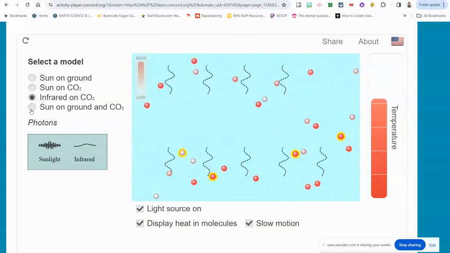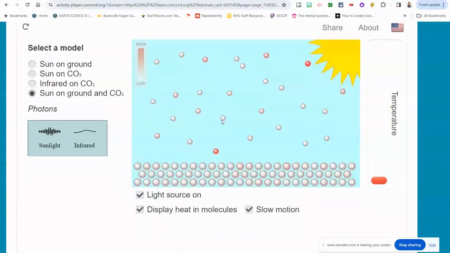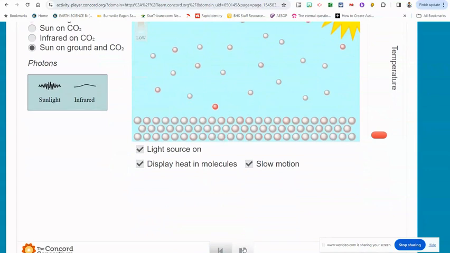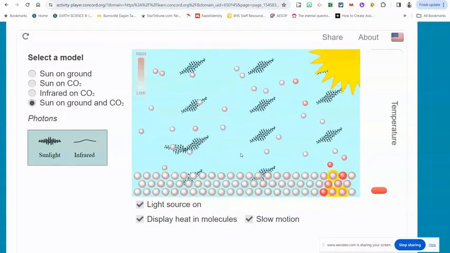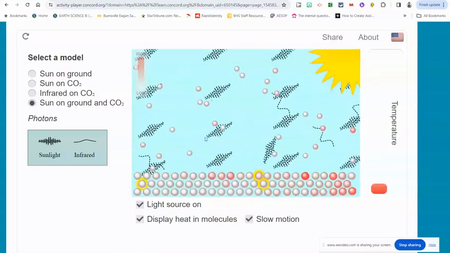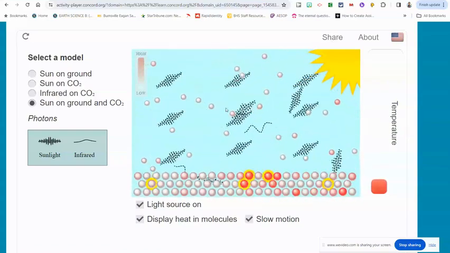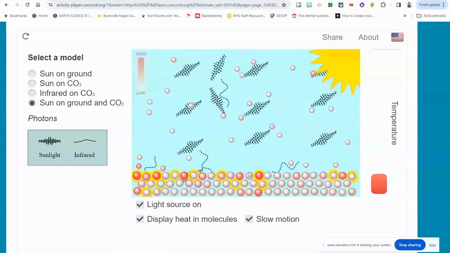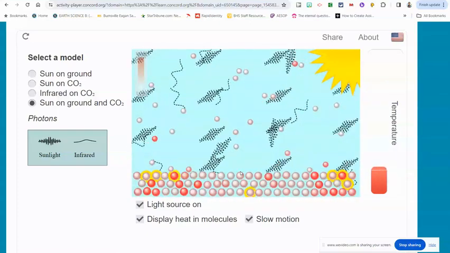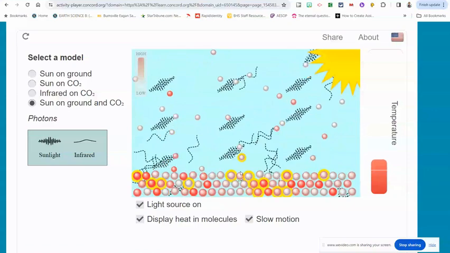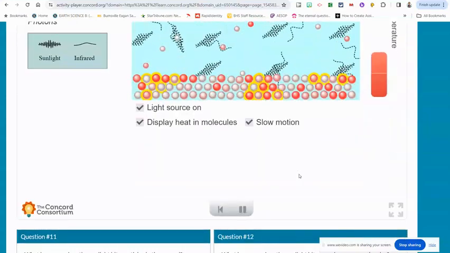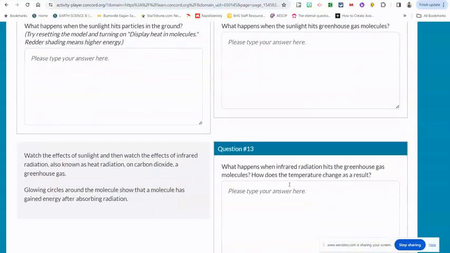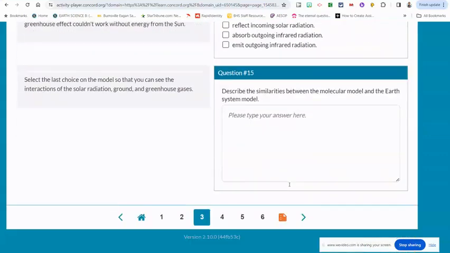The last model here is the sun on the ground and carbon dioxide. So now we can see everything come together. Okay. Sun is hitting the ground. As infrared leaves, the infrared can interact with some of the carbon dioxide in the air, and so on. This just brings it all together. Feel free to play around with that. You can see what happens to the temperature on the far right. Okay, I'm going to go to the next slide.